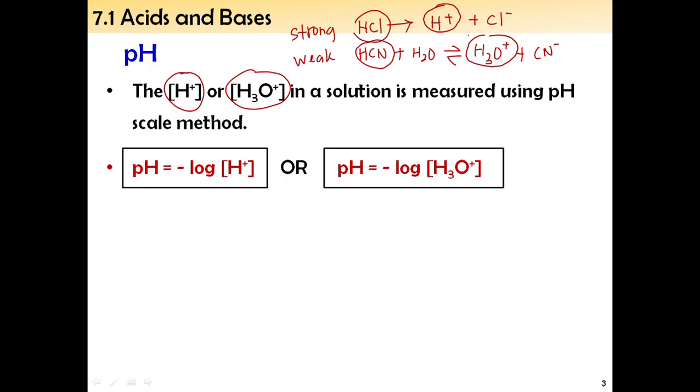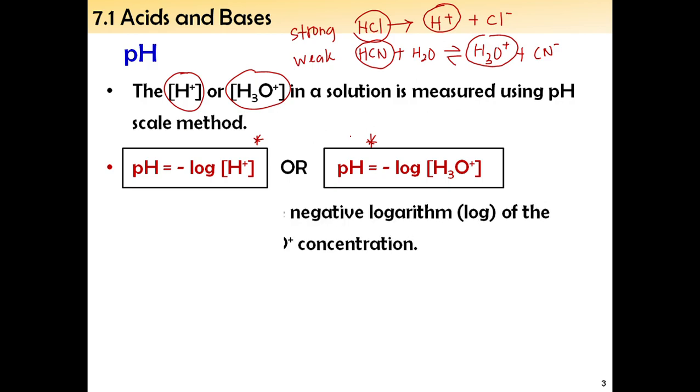Jadi, kalau saya nak kira pH untuk acid ini, I can refer to the concentration untuk H+ dan H3O+ and use this formula to determine the pH value. Kalau dalam equation itu awak dapat nampak ada H+, jadi awak gunalah formula yang ni. Kalau ada H3O+, you kena guna formula yang ni. Basically, dia adalah benda yang sama.